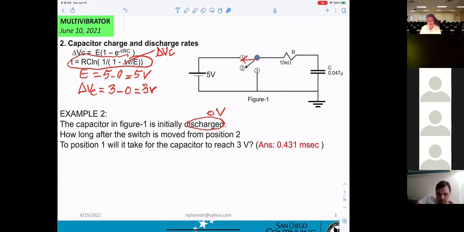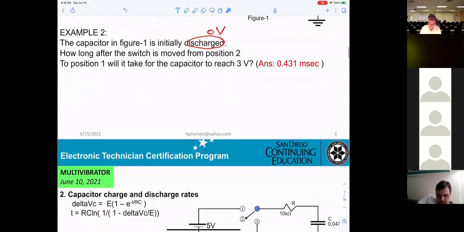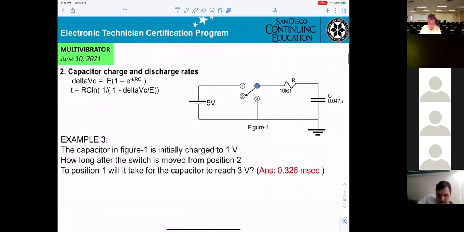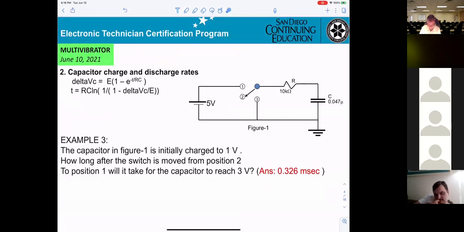You have to understand that basic definition. Now, the capacitor's initial charge is 1 volt. So here E will be 5 minus 1, am I right? Yeah, you're right. No matter what calculation, you need to know E.